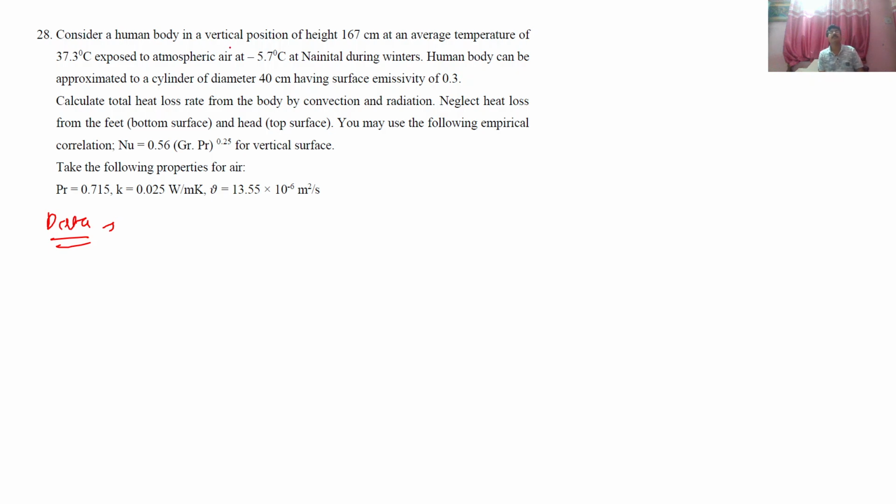Okay. Consider a human body in a vertical position of height 167 centimeter and an average temperature of 37.3.